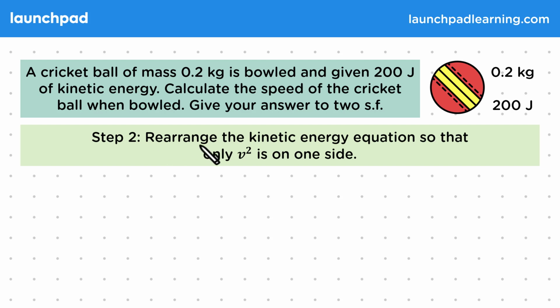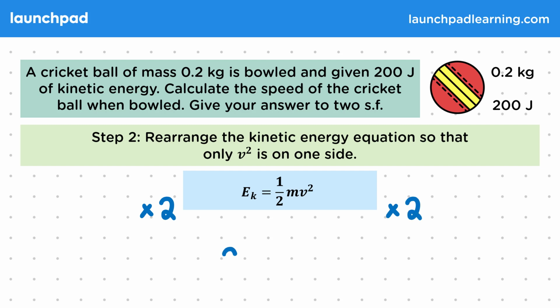For step 2, let's rearrange the kinetic energy equation so that only v squared is on one side. So we can't use an equation triangle for this equation, but what we can do is rearrange it algebraically. We can start by multiplying both sides of the equation by 2 to give 2EK is equal to mv squared. So we must do the same action on both sides of the equation.